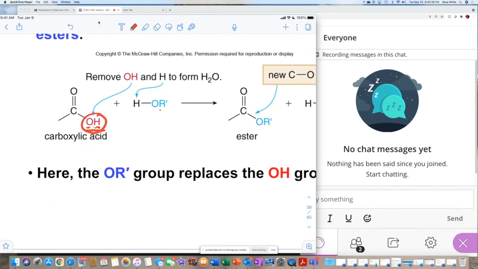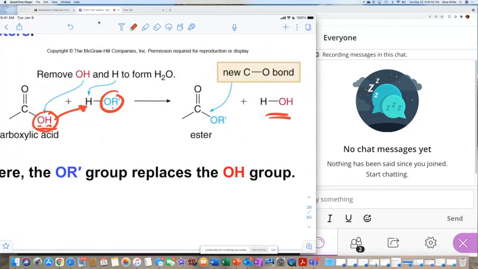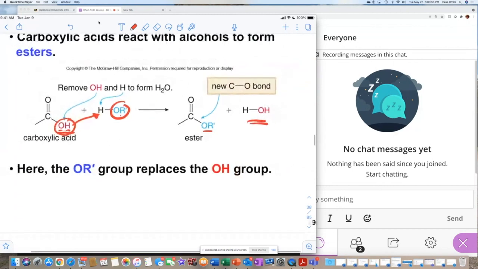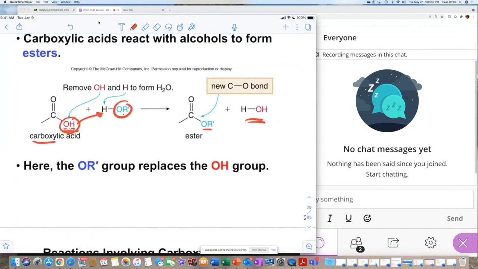Now in the major class, you have to show step-by-step mechanism. So yeah, OH leaves, and then OR comes to replace OH. So you see the colors, right? OH leaves with H once again, forming water, and then OR comes in. So this is how they're showing you how you can go from carboxylic acid to an ester.